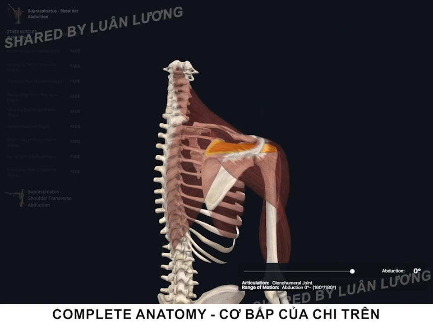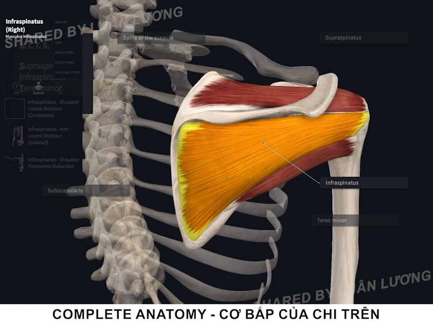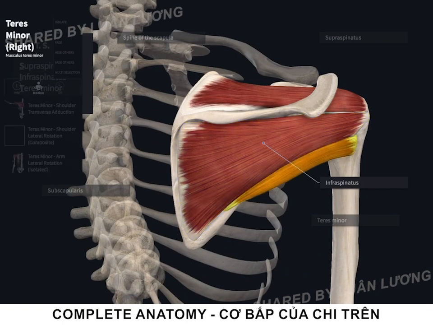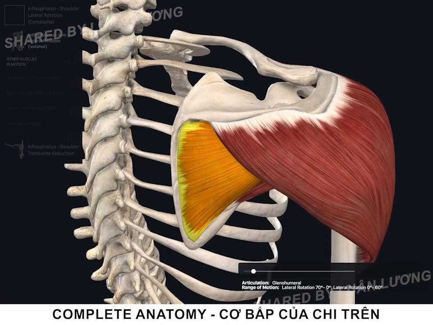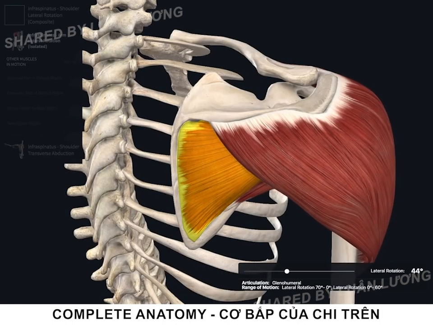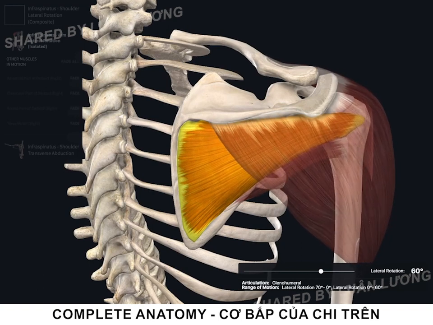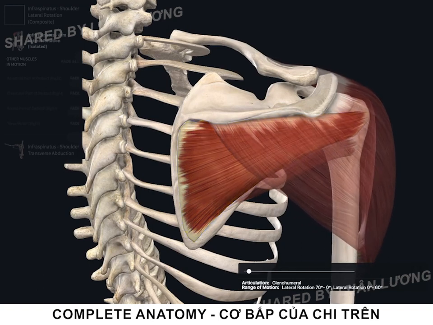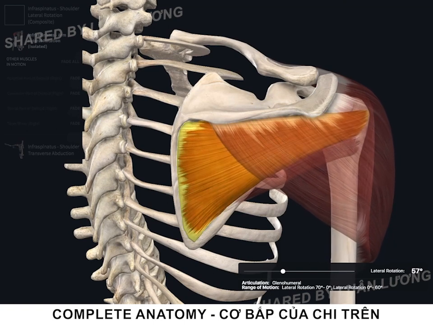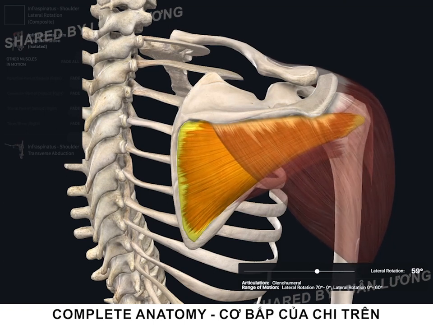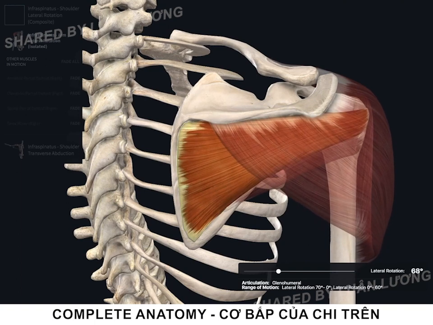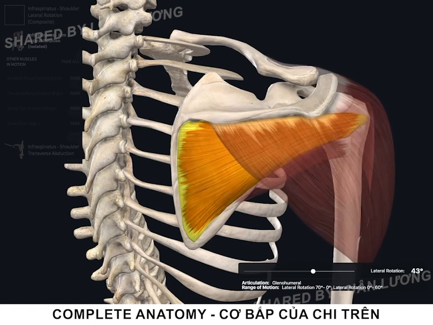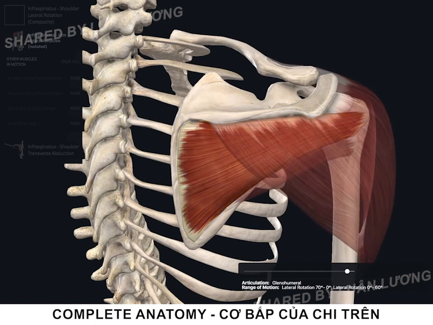The infraspinatus muscle is going to be located inferior to the spine and, combined with the teres minor, assist in the action of lateral rotation of the upper limb, or in particular of our humerus. So here we can see the teres minor and the infraspinatus both contracting along with the deltoid to produce lateral rotation of our upper limb.